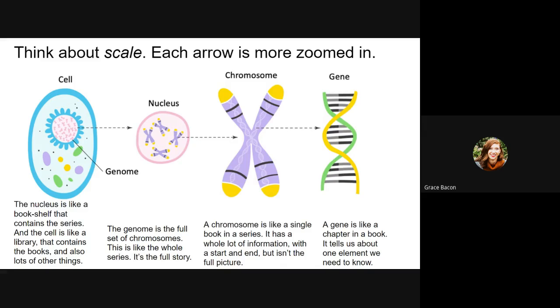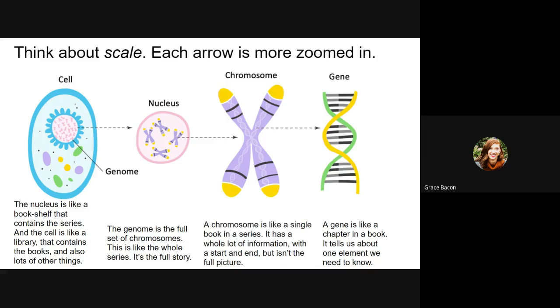If a gene is a chapter, then our chromosome could be like our book as one part of a larger series. Then our whole genome, which is all of the chromosomes, all of the genetic information, would be like the set of books, a set of books in a series. So like the full Harry Potter series, if the chromosome is just the first Harry Potter book, something like that. And then the nucleus is like a bookshelf that holds that series, since it's just housing them. And then finally, that all happens within our cell. So that would be like our library.